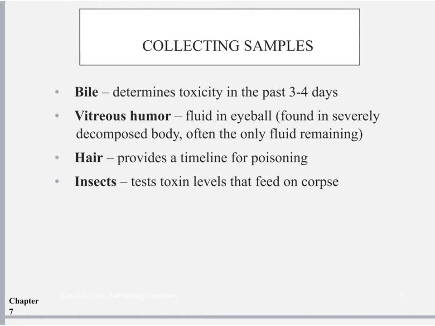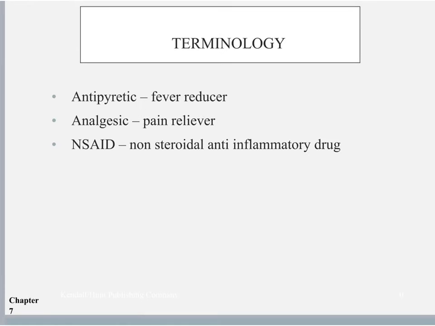We can also look at hair when we're looking at drug use over a long extended period of time. Again, as long as they don't shave their whole head, we know that the drug is going to be present at about 1 centimeter every month. So if I find presence of a drug 5 centimeters down, then they were using that drug 5 months ago. We can also look at insects that begin to consume the decaying corpse. We can look at the toxic levels found within those.